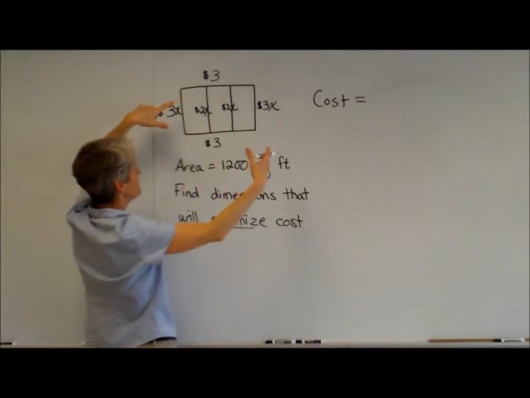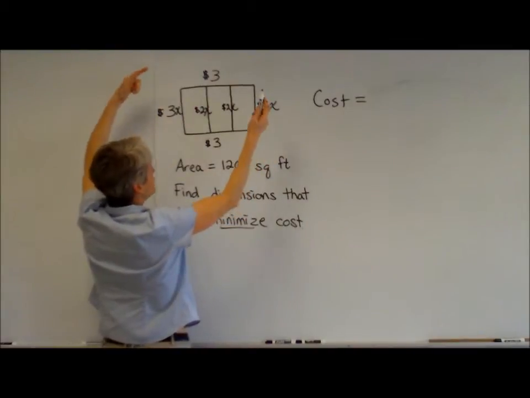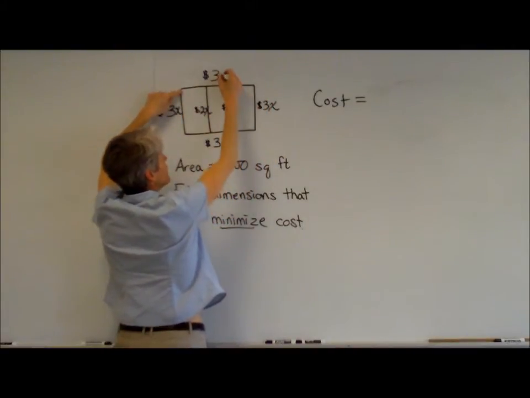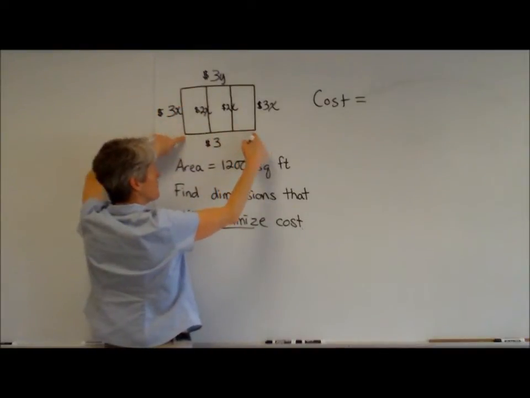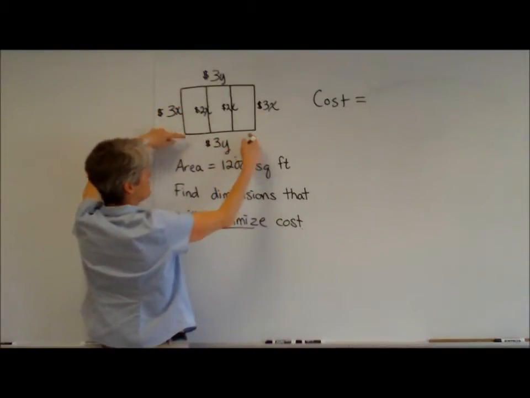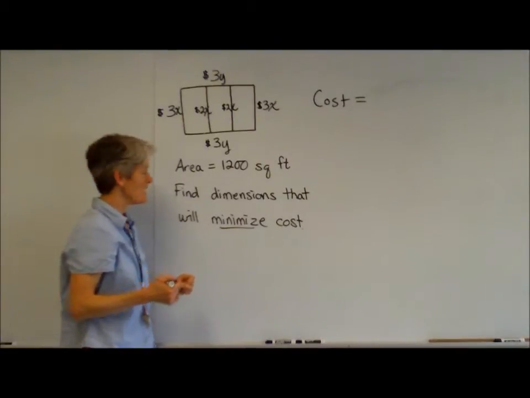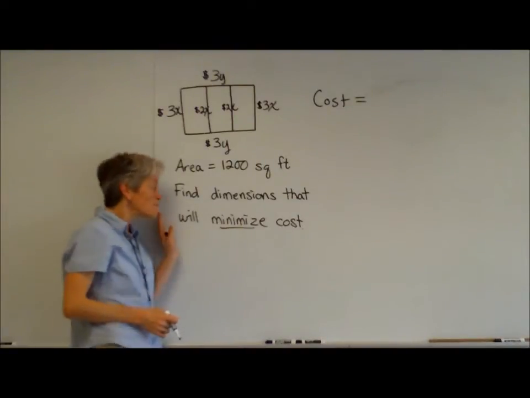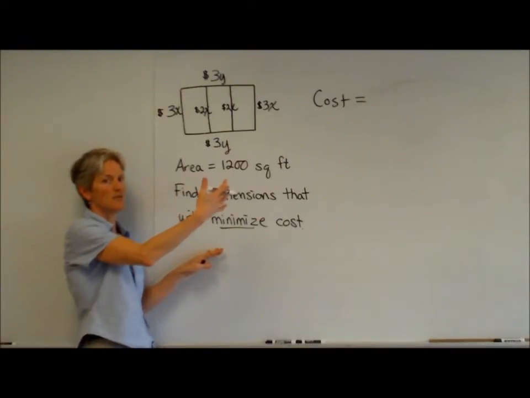So far, so good. In terms of this length, let's call this y. So this fence is going to cost 3 times y dollars. This part of the fence is going to cost 3 times y dollars. Are we okay? Okay, so if I want to minimize the cost, let's come up with a cost equation.